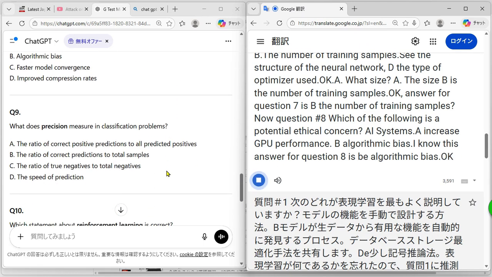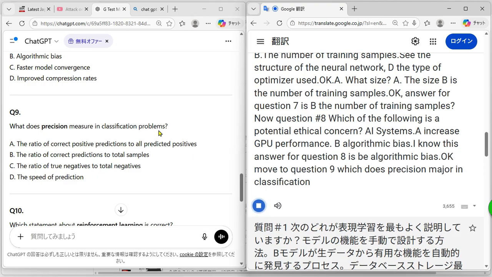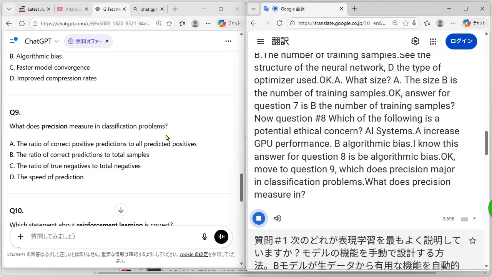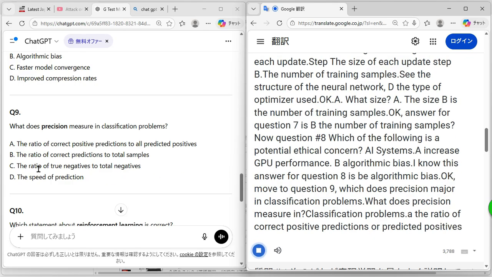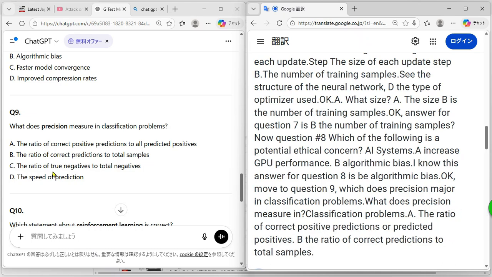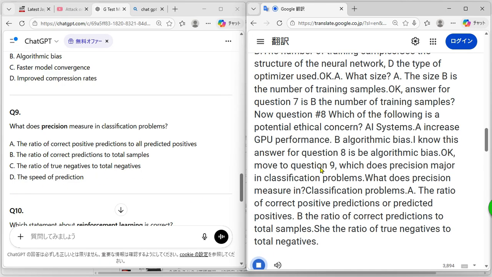Okay, move to question 9. What does precision measure in classification problems? A. The ratio of correct positive predictions to all predicted positives. B. The ratio of correct predictions to total samples. C. The ratio of true negatives to total negatives. D. The speed of prediction.